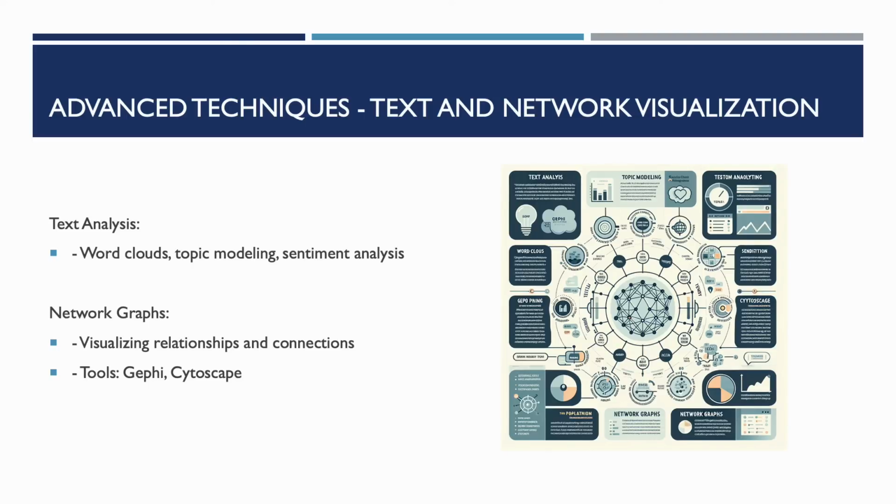We can use tools like Gephi or Cytoscape. Gephi is a popular open source platform for visualizing large-scale networks, known for its speed and ability to handle massive datasets. On the other hand, Cytoscape is widely used for visualizing molecular interaction networks and biological pathways. So, as I said, we can use those techniques for social network analysis and text-based insights in customer feedback.